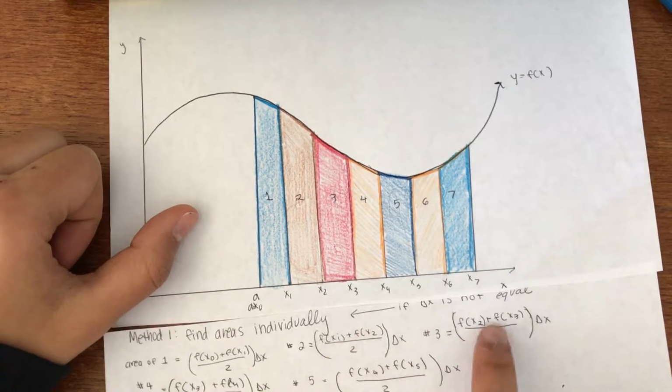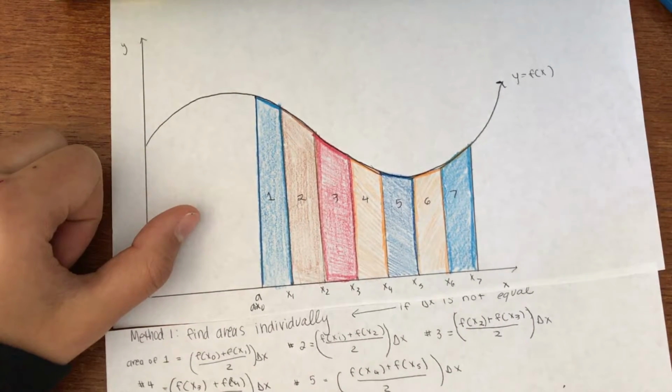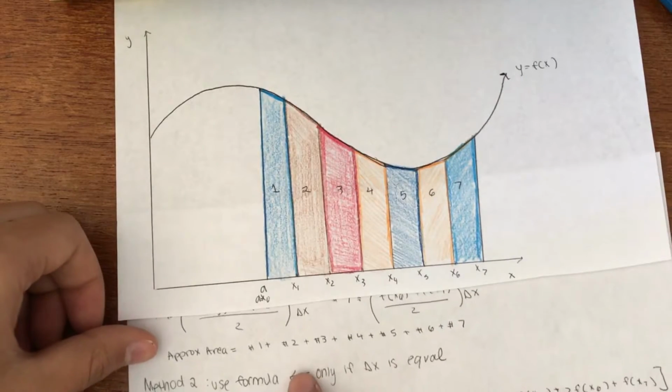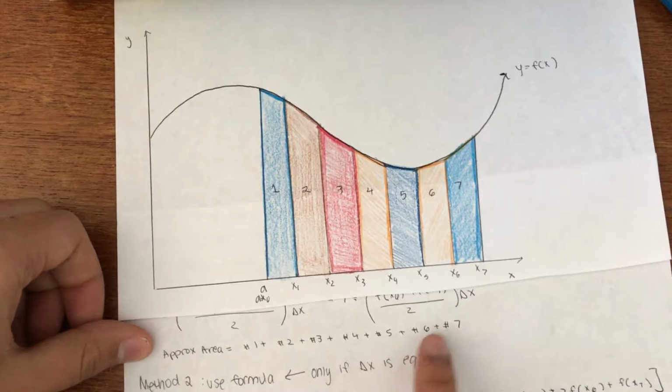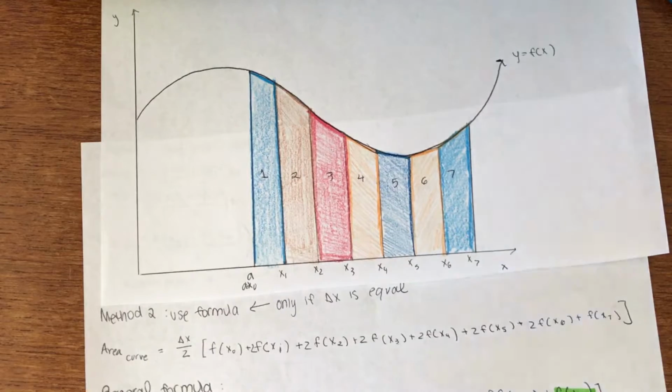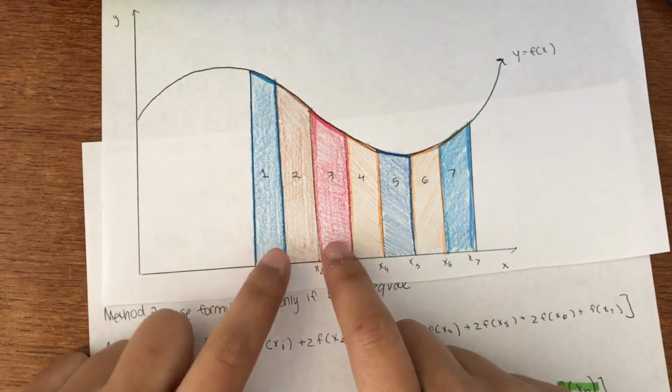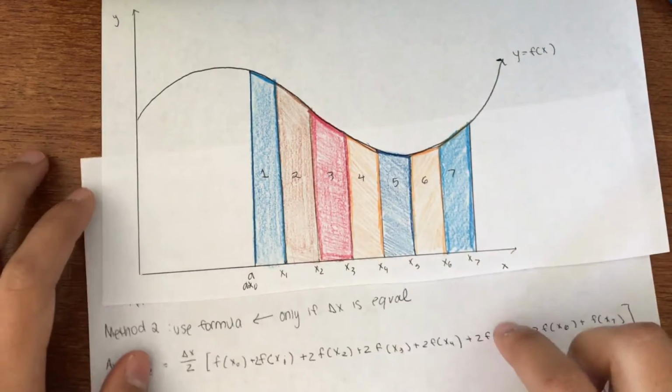The same process can be done for each of the trapezoids, and to find the total area, the areas of each trapezoid will be added together. The second method can only be used if delta x is equal, and the height of the trapezoids does not change.